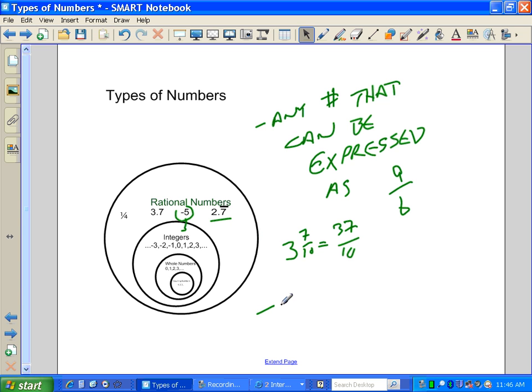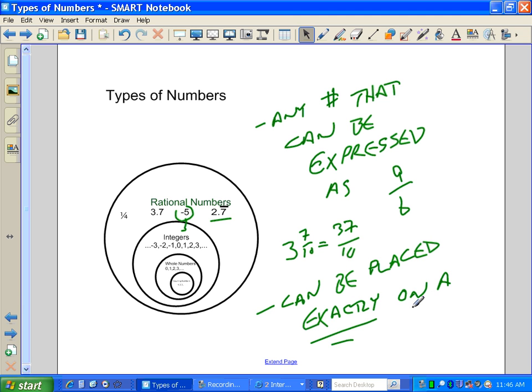The other one is rational numbers can be placed exactly on a number line. So there is a precise location for every rational number. I could put -5 on a number line. If I had a number line, which maybe I can grab one now, I don't have one right handy. But if I had a number line, I can find where -5 is. I can find where 3.7 is. I can find where 1/4 is. I can put it precisely there. I could even put 2.777777777 someplace exactly on a number line. So that's more like an operational definition. Here's the formal one: we can turn it into a fraction. Operationally, if I can put it exactly on a number line, it's a rational number.